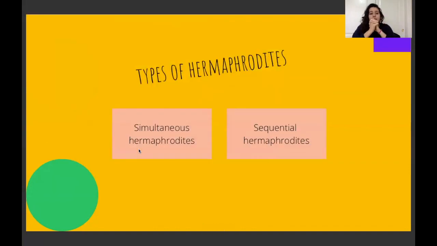Types of hermaphrodites. So we have simultaneous and sequential hermaphrodites. Again, this is in a sense kind of common sense. If you know what a hermaphrodite is, it's expressing male and female reproductive tissue. With simultaneous, you're both a male and female at the same time. With sequential, you can start off as a male and become a female, or start off as a female and become a male, etc.